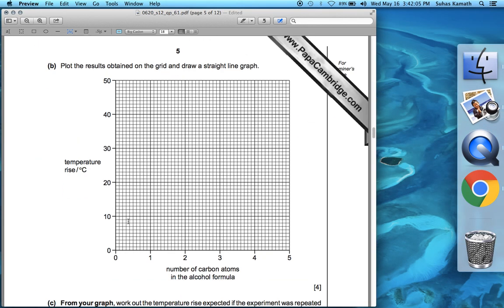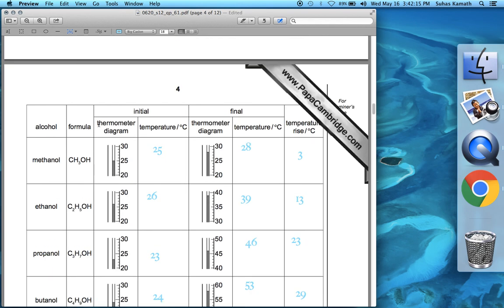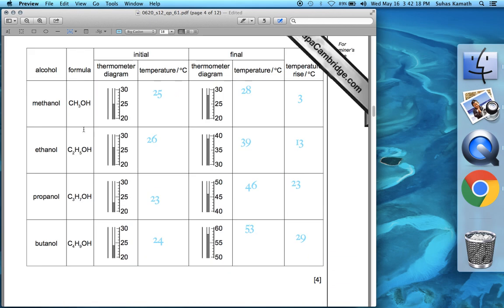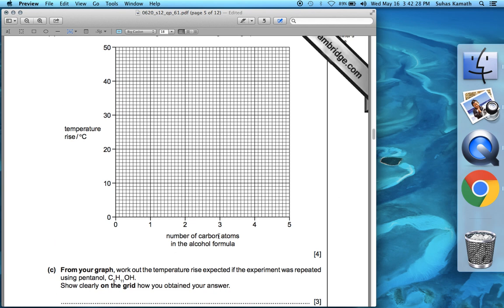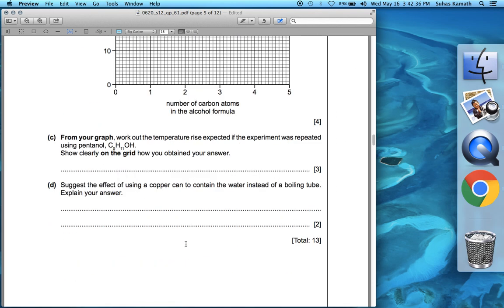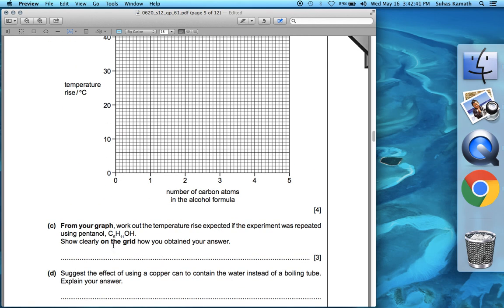Since I'm using a computer, I can't plot the results or draw a graph, but if I were able to do so, I would definitely do it. So you must know the formula of the alcohol: CH3OH, C2H5OH, C3H7OH, C4H9OH. Note that they are asking you the number of carbon atoms in the alcohol formula and the temperature rise. You'll have to plot these two, not the specific alcohol, on the graph.